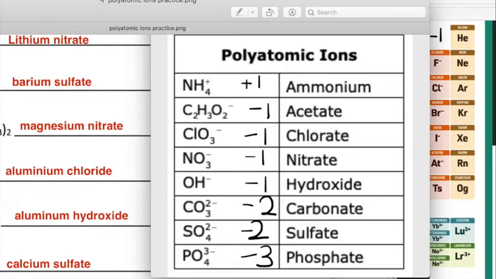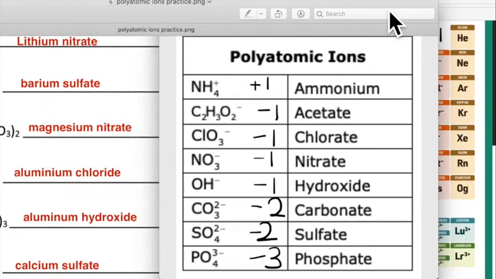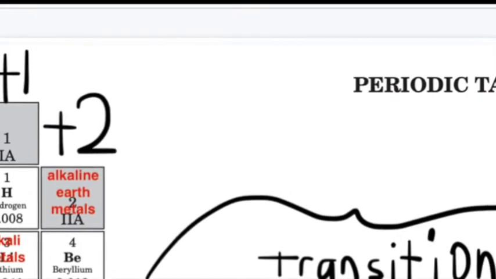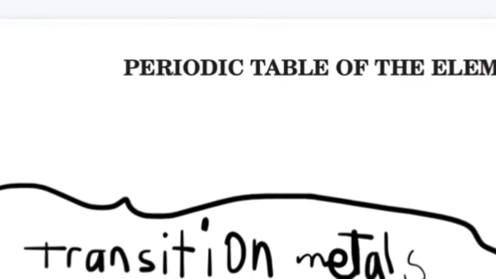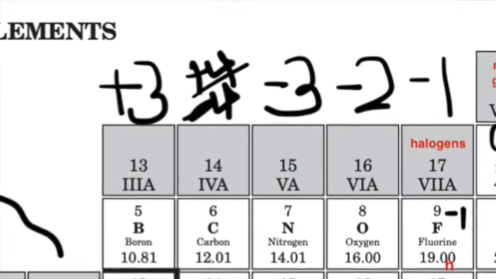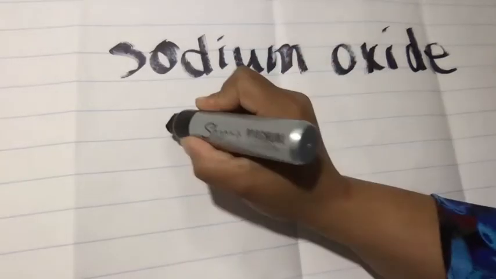And then you should know your polyatomics. NH4 is ammonium, it's plus 1. There are lots of polyatomics, but just for right now, these are the charges. Nitrate is famous, it's minus 1. Hydroxide is famous, it's minus 1. Carbonate is famous, it's minus 2. Sulfate is very common, it's minus 2. Phosphate is minus 3. So plus 1, plus 2, skip the transition metals for this lesson, and then go all the way to plus 3, which is in group 13, and then you have minus 3, minus 2, and minus 1.